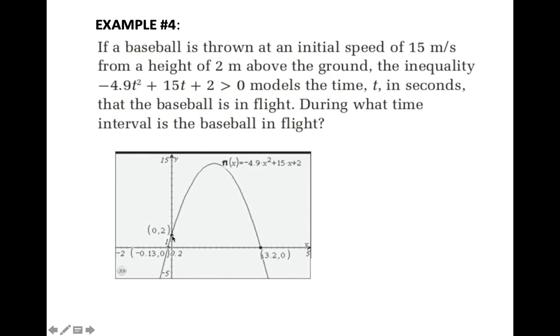And notice we do know that our y-intercept is here. We do know that our x-intercepts are negative 0.13 and 3.2. But during what time the baseball is in flight would be indicated by this upper positive region of our graph. And so it's between 0 and 3.2. And so rather than using those x-intercepts as we did in previous purely algebraic questions, we use simply 0 is less than or equal to t is less than, and there's no equal, sorry, less than 3.2.